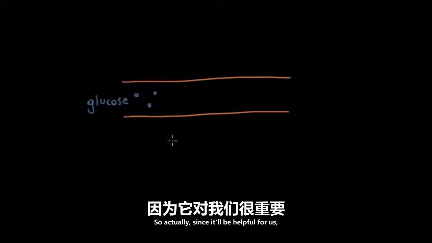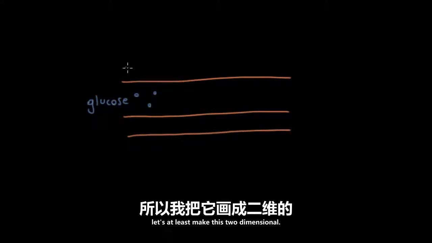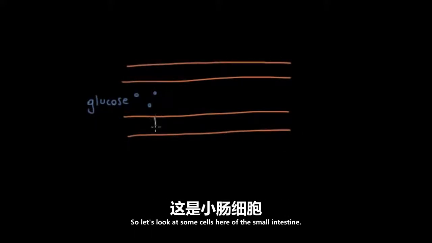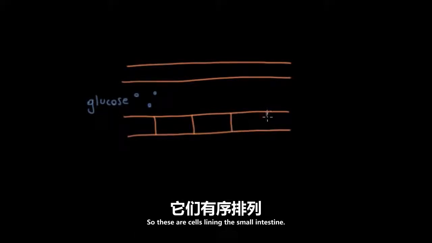So let's look at a piece of the small intestine. Now obviously the small intestine carries bits of food that your body wants to absorb and use for energy. So one of the most important elements of that food is little glucose molecules, which are absorbed and are used as the primary source of energy for the body. So actually, since it'll be helpful for us, let's at least make this two-dimensional. So let's look at some cells here of the small intestine. So these are cells lining the small intestine.